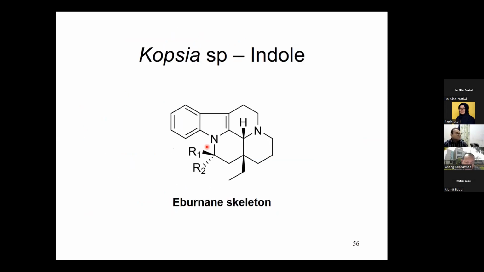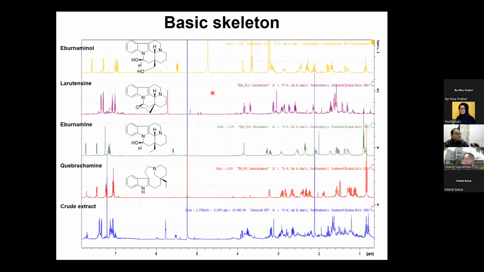Okay. So for example, for the COPSIA species, these are the iburnine skeletons that we have. Okay. So we can see this is the crude extract.